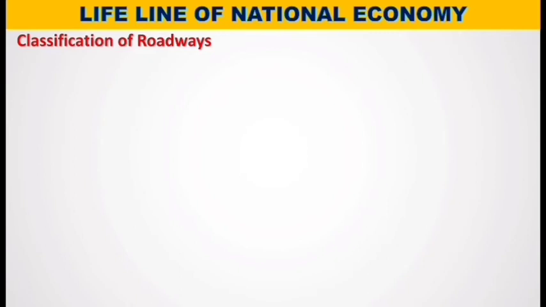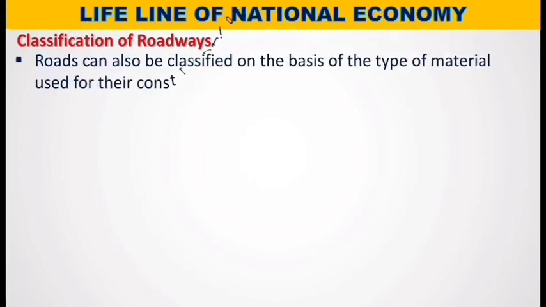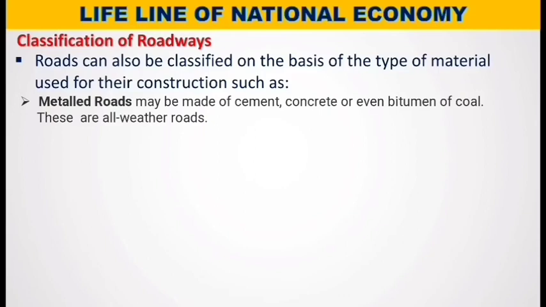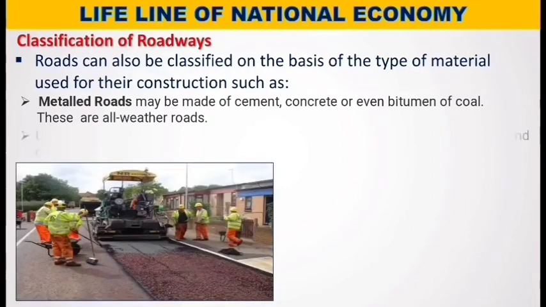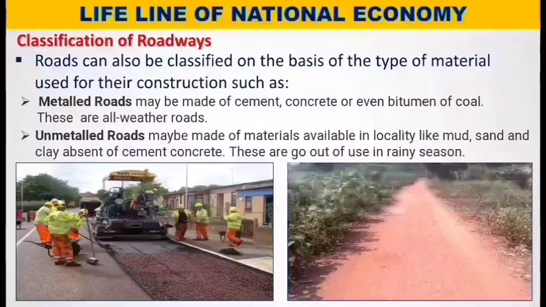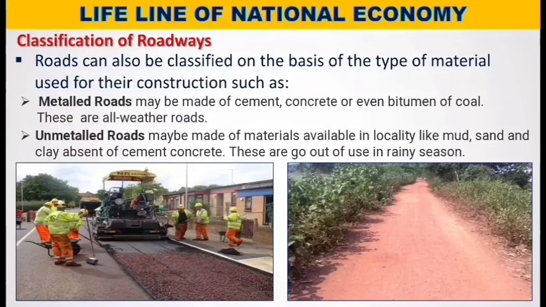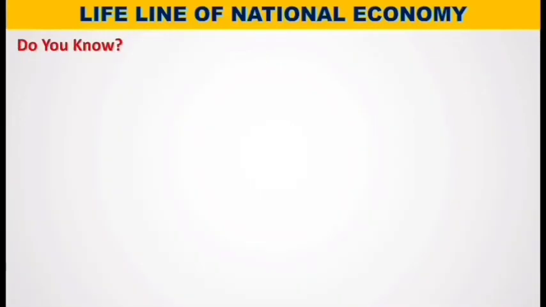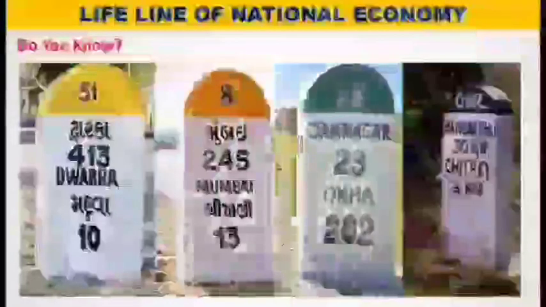Now classification of roads on the basis of material used. Roads can also be classified on the basis of the type of material used for their construction, such as metalled and unmetalled. Metalled roads may be made up of cement, concrete, or even bitumen or coal. These are all-weather roads. Unmetalled roads may be made up of materials available in the locality like mud, sand, and clay. Absent cement and concrete, these go out of use in the rainy season. Do you know some facts?